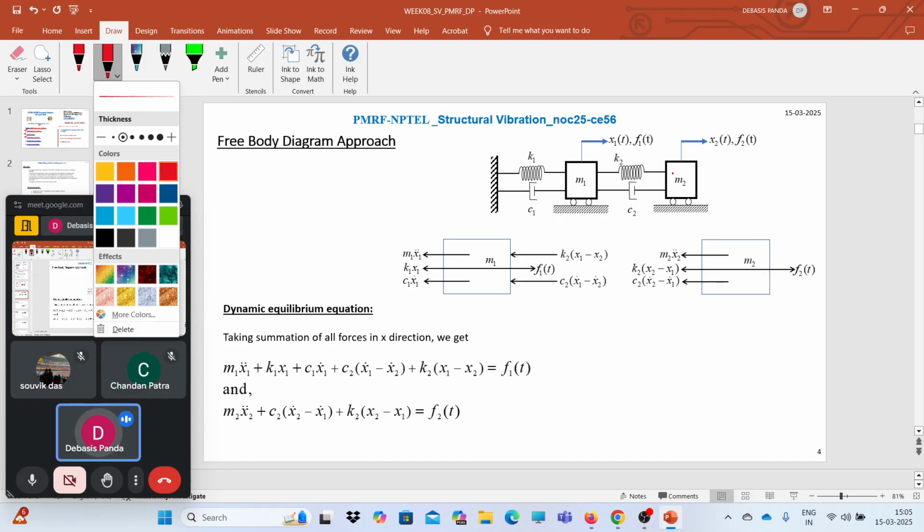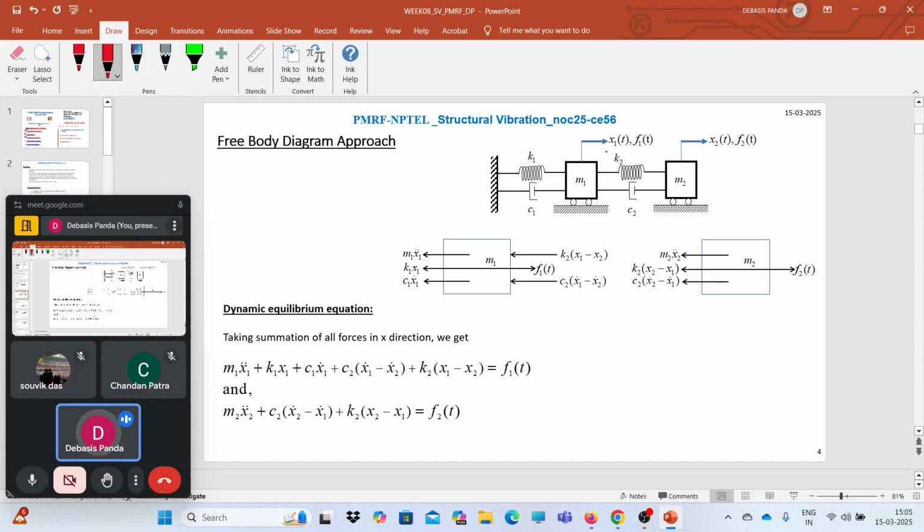Here I have considered the two degree of freedom system we talked about on the previous slide. Here we have two masses. Corresponding to the two masses, we have two degrees of freedom, x1 and x2, and at both degrees of freedom we have two external forces, say F1 and F2.